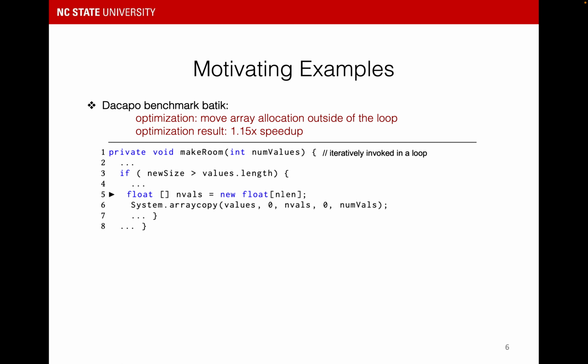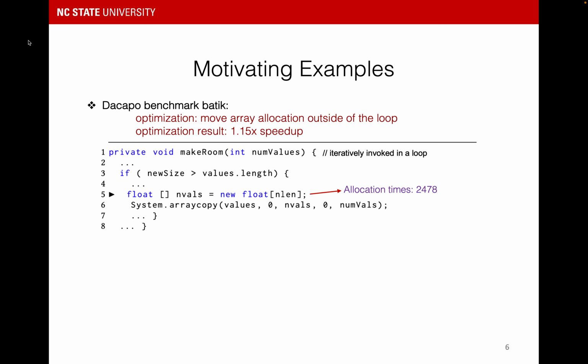I'm going to show two problematic code snippets suffering from memory bloat. Here in the first code snippet, the object allocation site at line 5 creates a float array of values in the method makeRoom. Since the method makeRoom is called inside a loop, this allocation site is repeatedly invoked about 2,400 times, resulting in memory bloat.